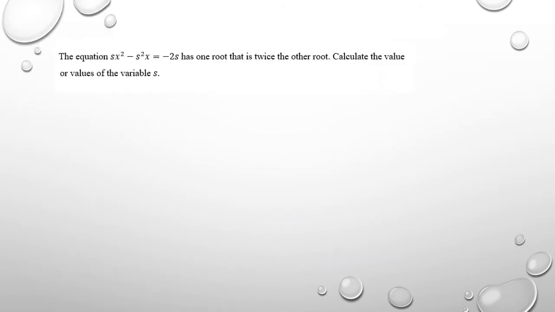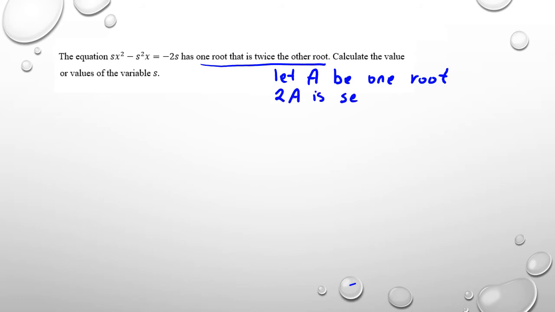Okay, so this one here is a quadratic equation. You can tell because the highest power of x is 2. It has one root that is twice the other root. You can solve it using the quadratic formula, but it's quite long, so I've solved it a different way. When it says one root is twice the other root, I said let a be one root, or the first root. That means 2a is the second root.